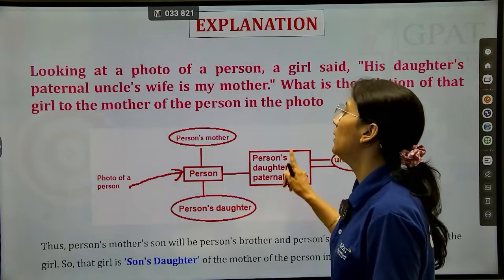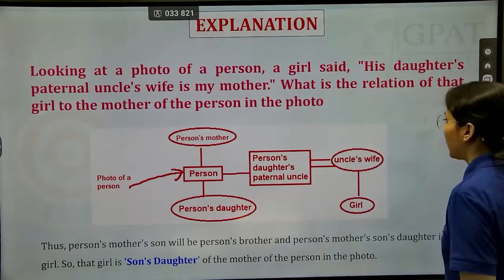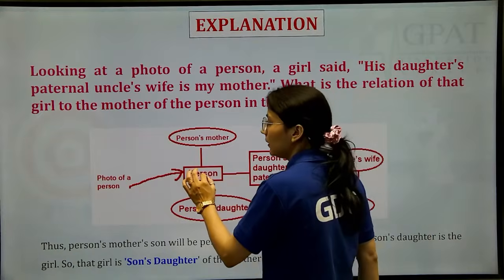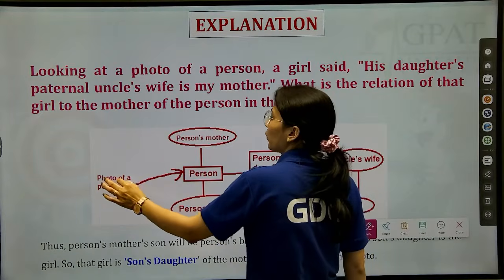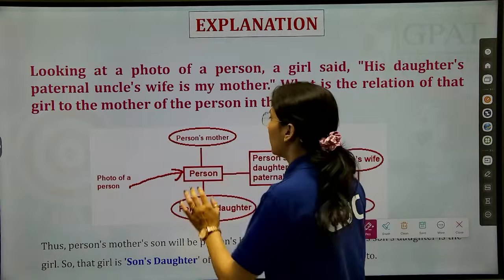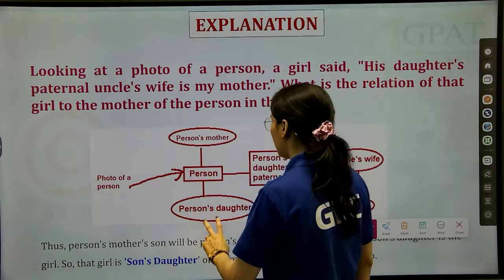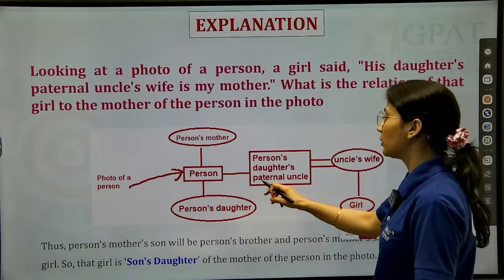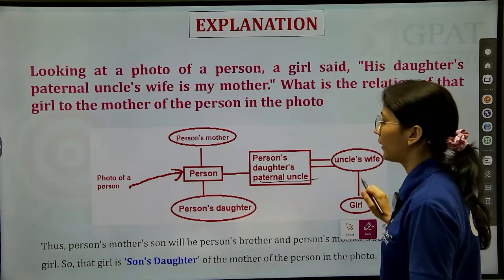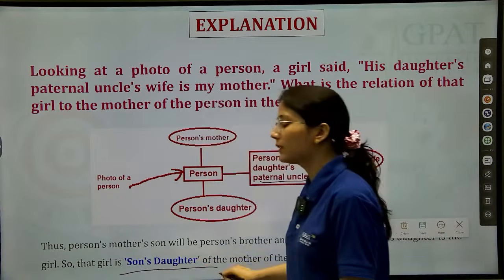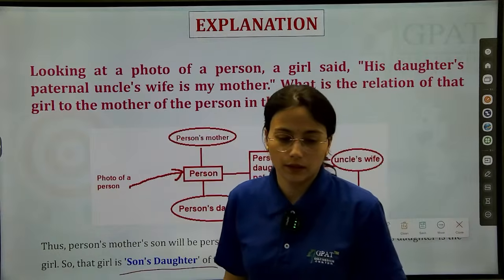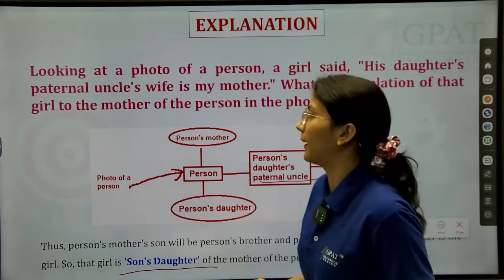So we have a complete tree for this. Here is the person in the photo he is talking about. Here is the person's mother, the person's daughter, parental uncle and wife. So we get that son's daughter is the correct answer.